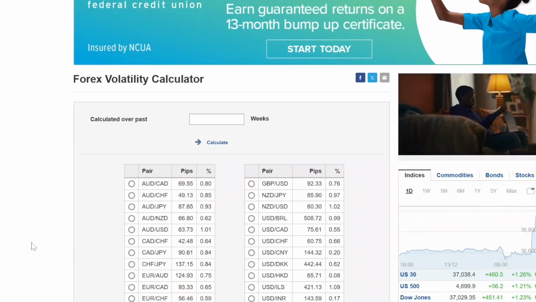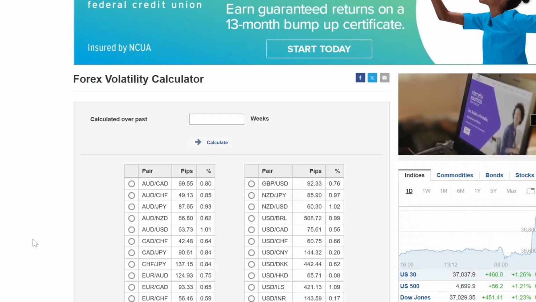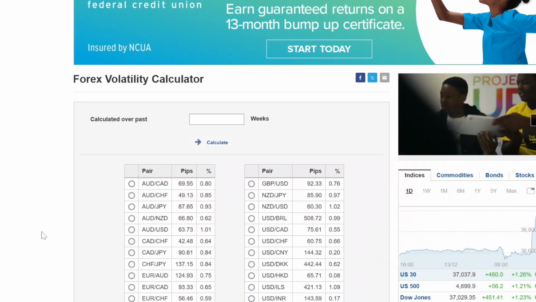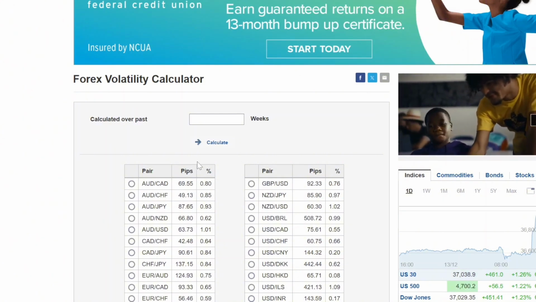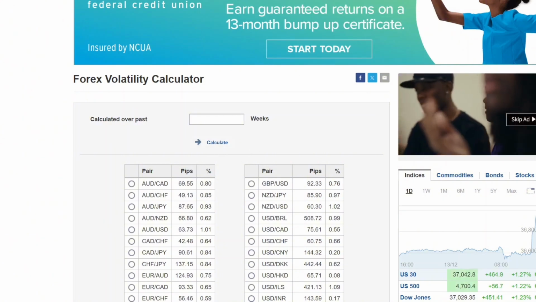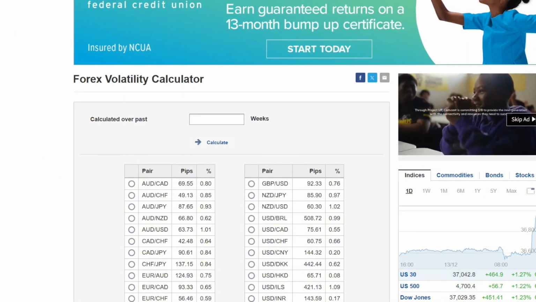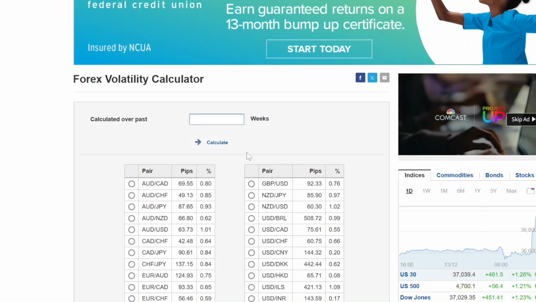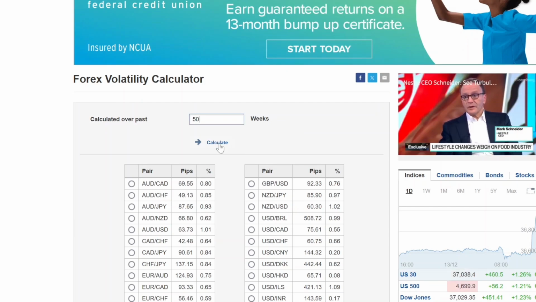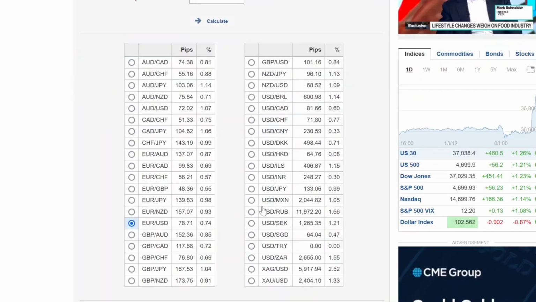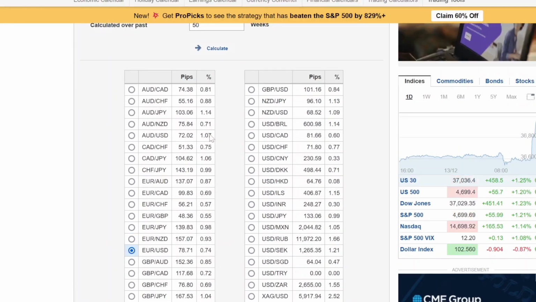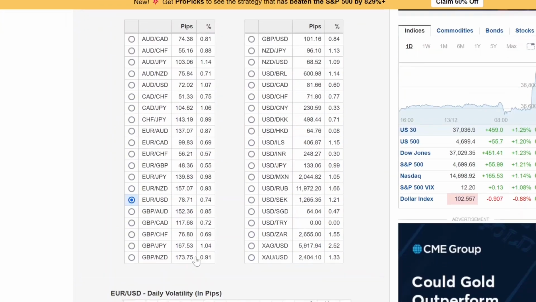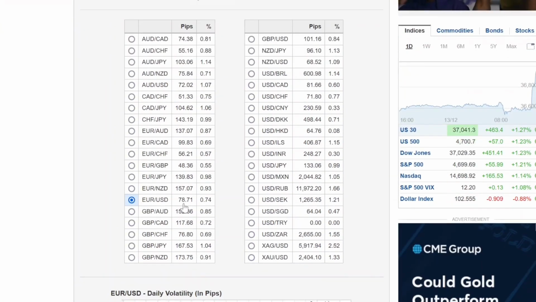So the way to measure ADR, you would want to use investing.com's volatility calculator, and how you would get this year's ADR would be, you would have to put the amount of weeks that went by during this year. So right now we're at the end of 2023 and 50 weeks have passed. So you would calculate your 50 weeks, and this is this year's so far ADR. So Euro USD's ADR for this year is 78.71 points.